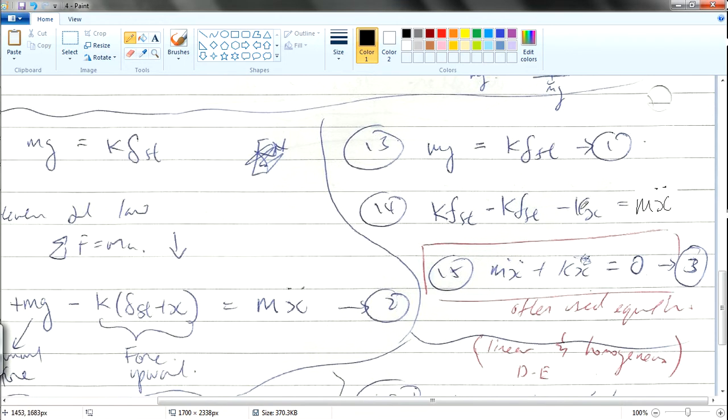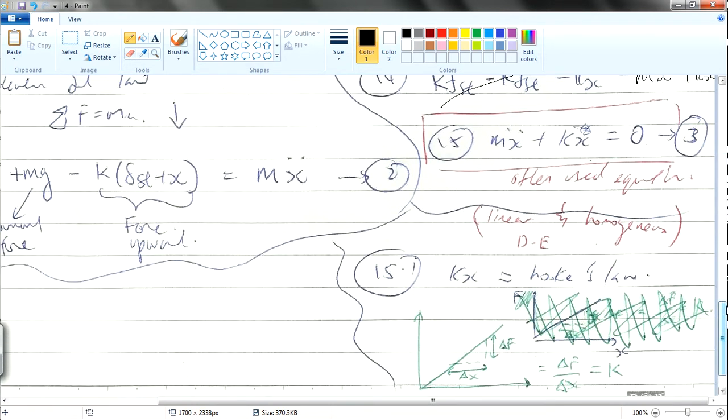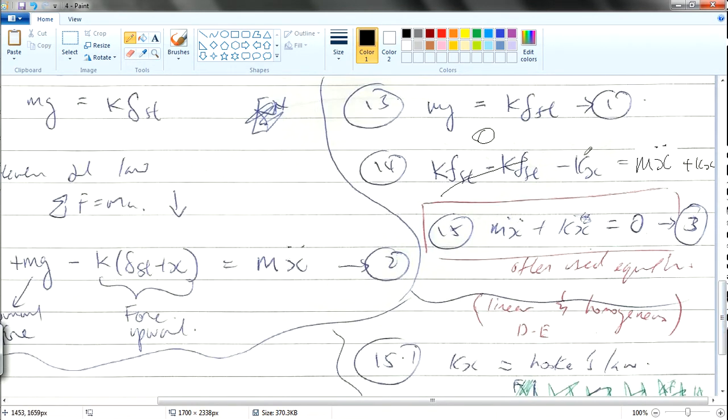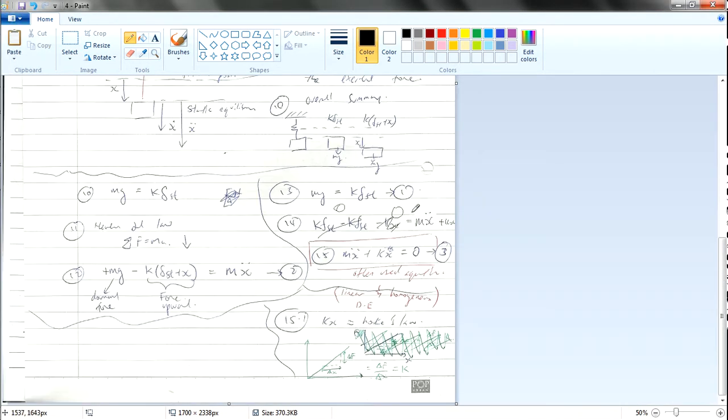Apparently, when you cancel out this thing, this one will cancel to 0, and then minus kx, bring it over, you have plus kx, and it equals 0. Therefore mx double dot plus kx equals 0. So we have derived the first equation, the often used equation. You have to put it in your mind.